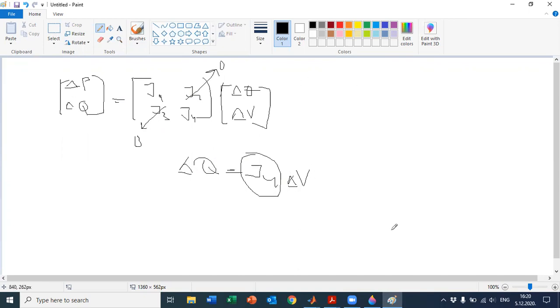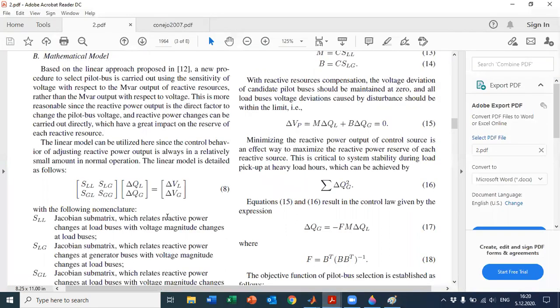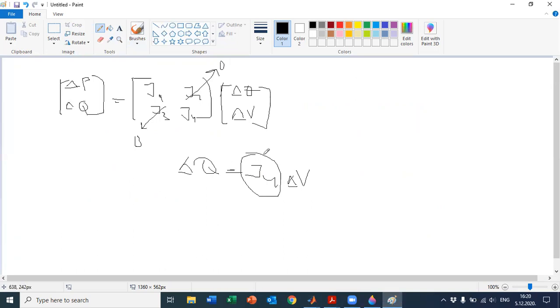So if we go back and take a look at our example here, we can see that here we have a matrix which connects the reactive power changes with the voltage deviations. We can see that the S matrix, which is being used in the paper, is none other than the inverse J4 submatrix from the Jacobian matrix. This matrix S relates the voltage changes with the reactive power changes in the network.